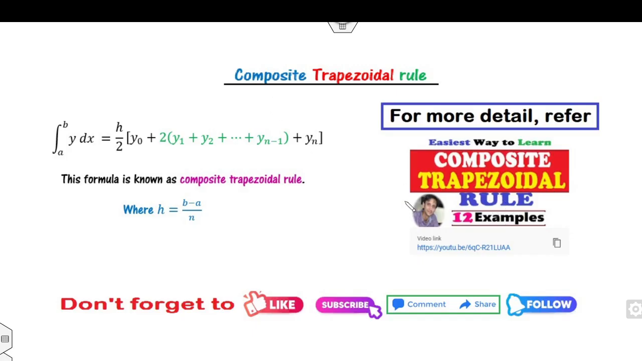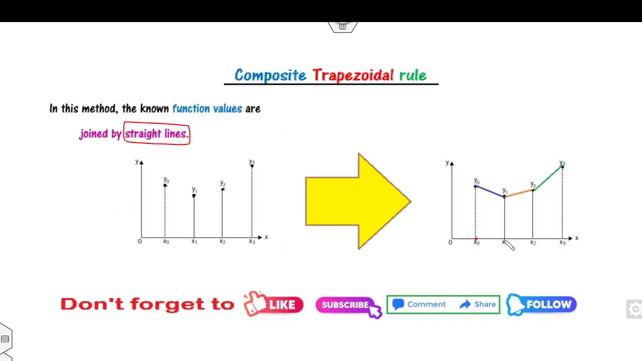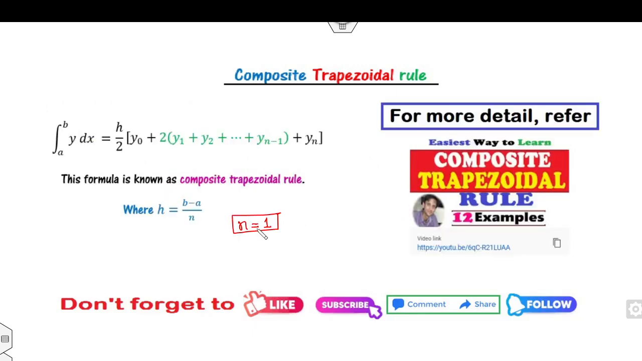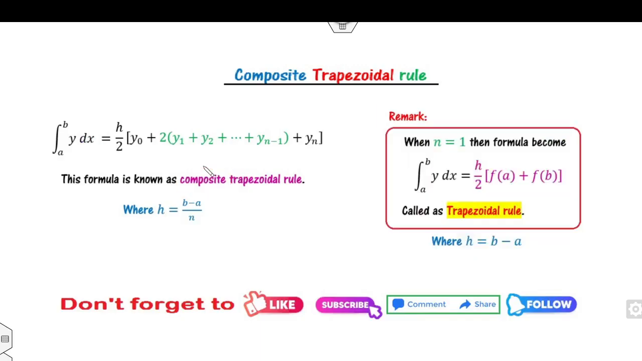And we also describe in this lecture what n is. You can see this is the number of subdivisions x0, x1, x2 up to xn. So n is the number of sub intervals. If you consider n as 1 only, then instead of the composite rule, this is simply called the trapezoidal rule. And make sure this formula is very important: n times h is equal to b minus a.